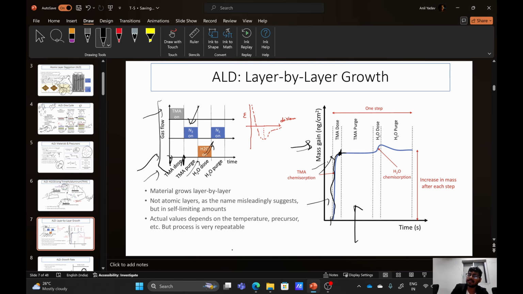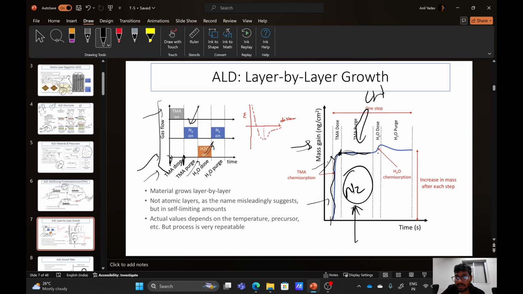After that you remove the excess precursor from the chamber, so at this point you purge with nitrogen. During nitrogen purging there is no loss of mass from the substrate. It shows that this TMA is chemically adsorbed over the substrate, because physical adsorption gets removed when you purge the system. That is why chemical adsorption is required.